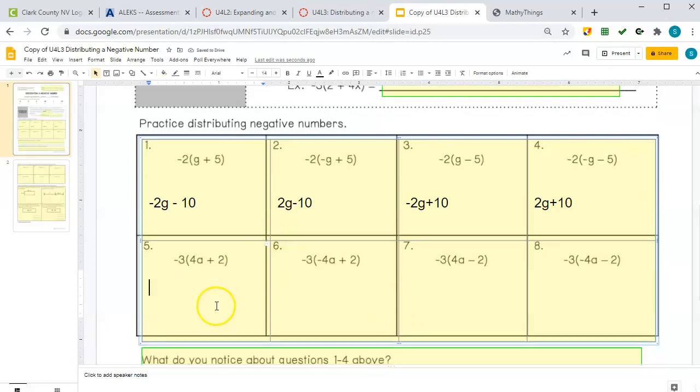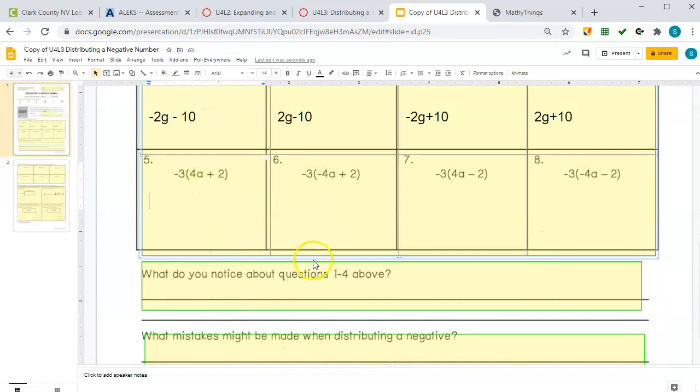Let's go ahead and do this line. I'm just going to give you the answers. Hopefully you can figure out how I got there. And if not, you're going to want to follow up with some questions about our integer rules.